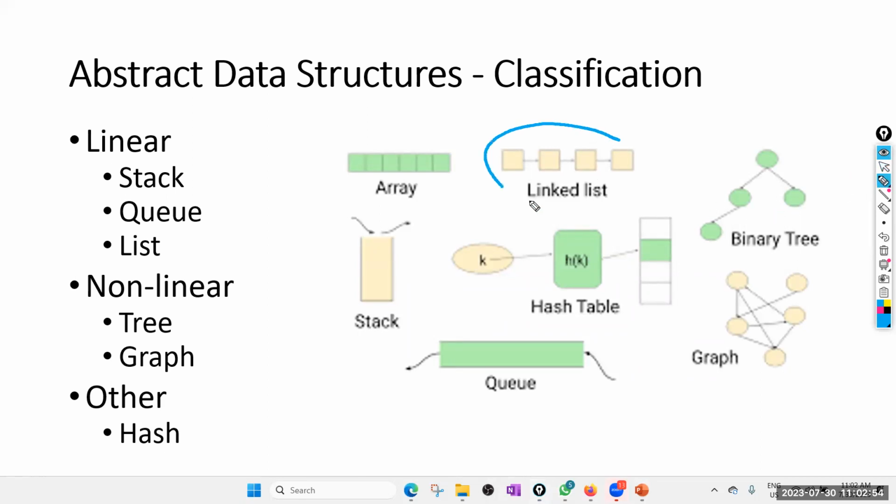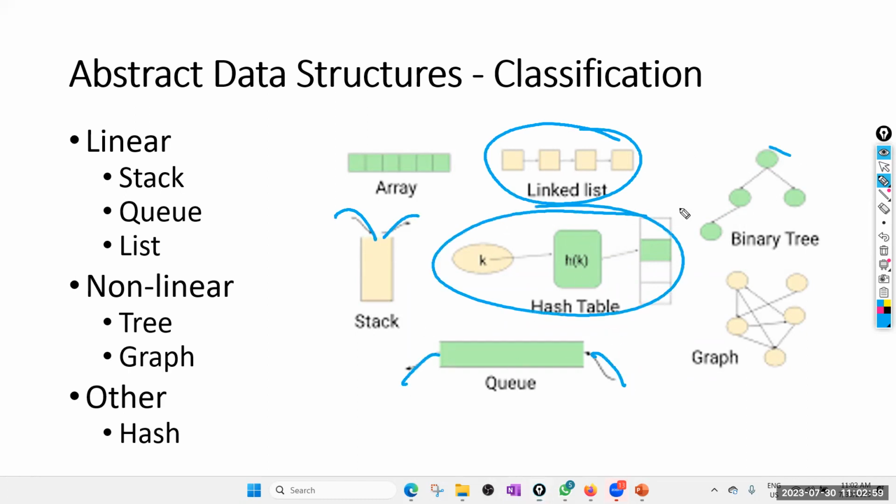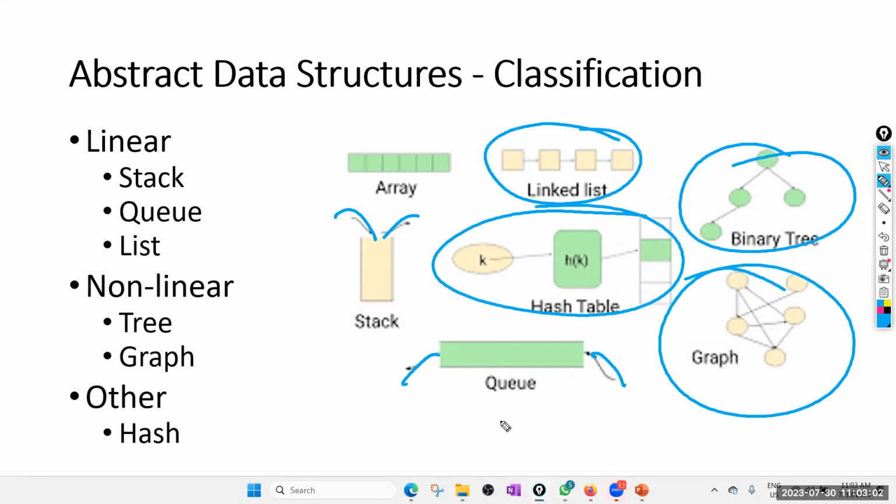So other than that, we have the linked list, stack, queue, hash table, binary tree, graphs, and so on. So for our ease of understanding, we can subdivide them. How do you classify those data structures? Linear data structures, non-linear data structures, and other structures. Array is a primitive structure. Linear means these data elements are related in a linear manner.